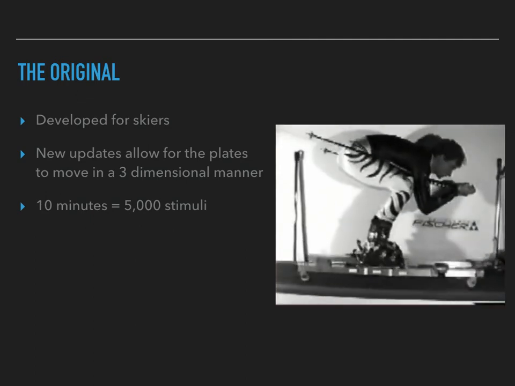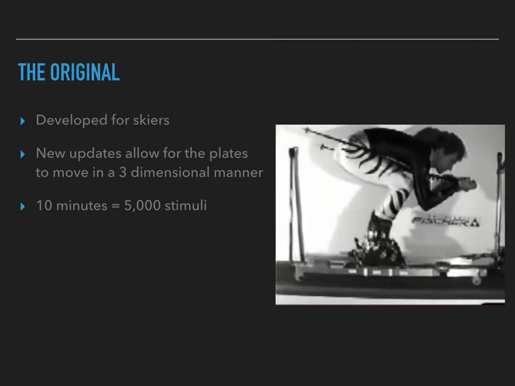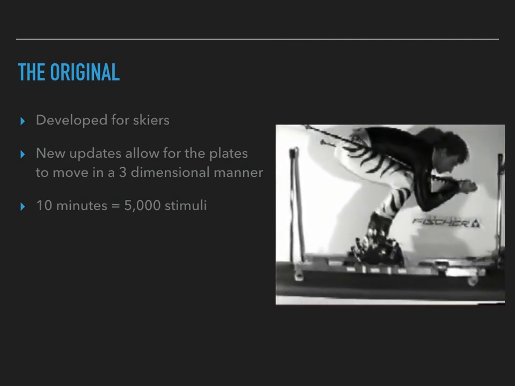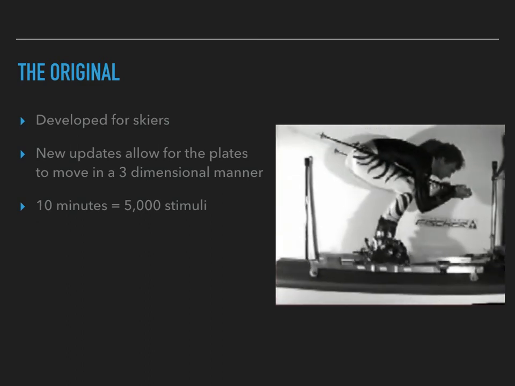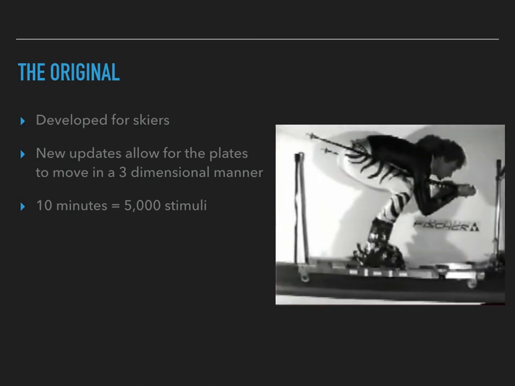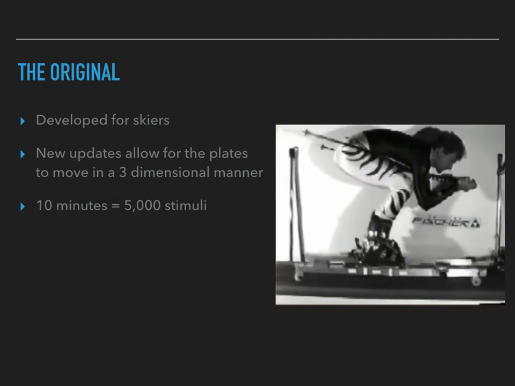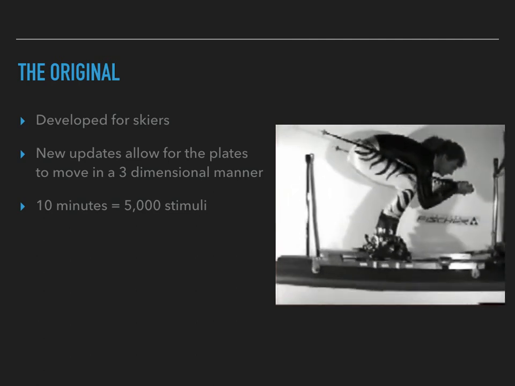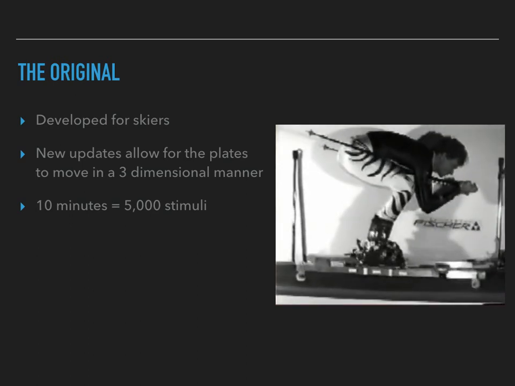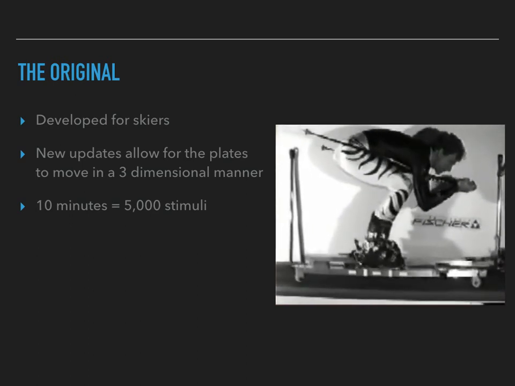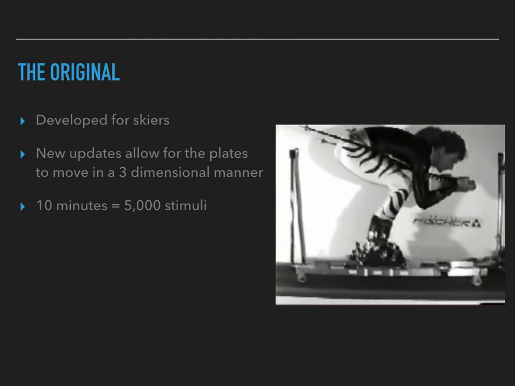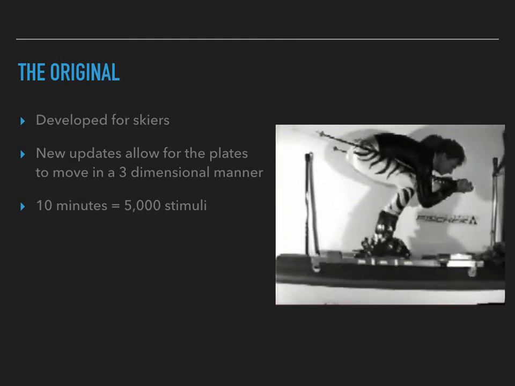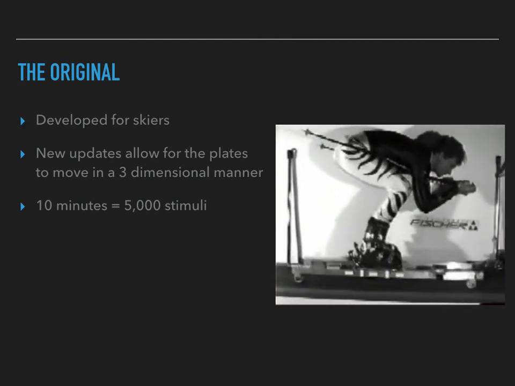But the device ultimately allows the athlete to have 5,000 stimuli in 10 minutes if it's in the range of 6 to 8 hertz. And just one thing to keep in mind that he mentioned is if you go too high with the frequency, your receptors will actually not be the ones doing the work. So you need to make sure that you keep the frequency low so that your receptors are doing the work and your bigger muscles aren't actually responding to that stimuli.